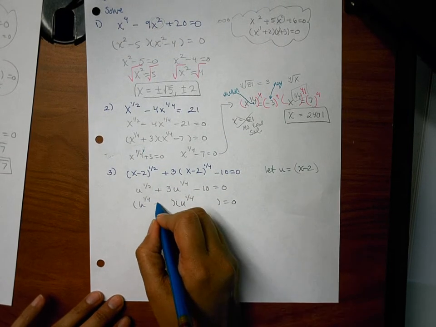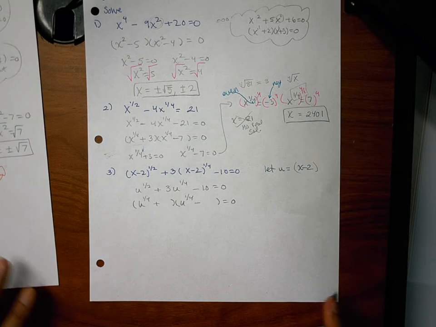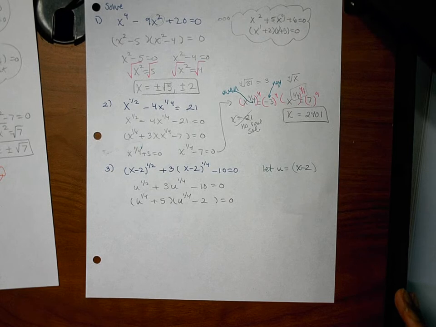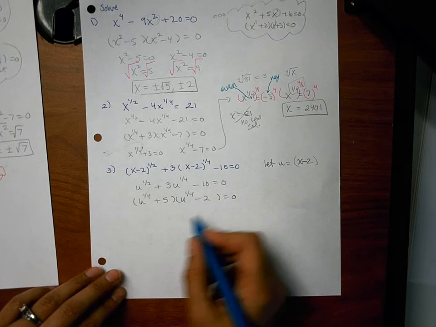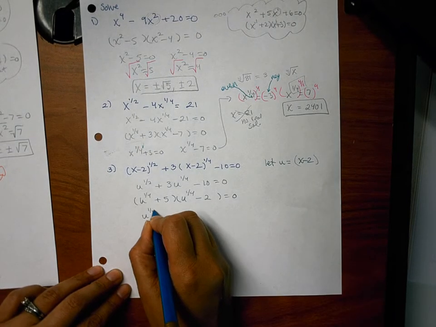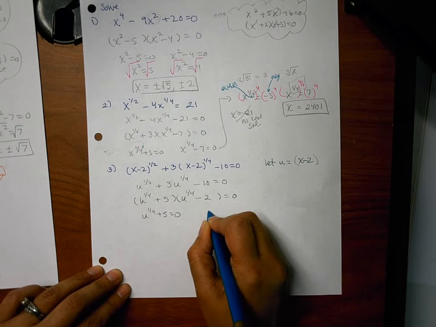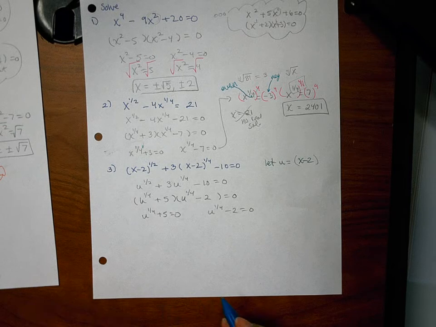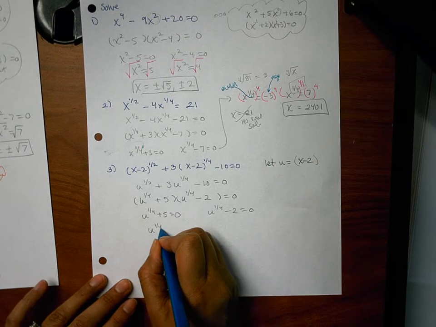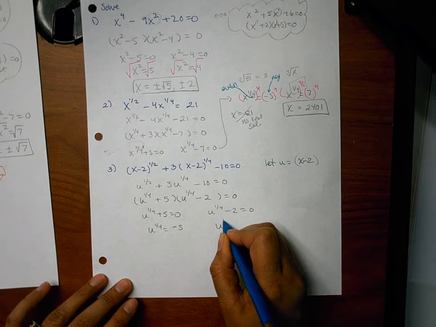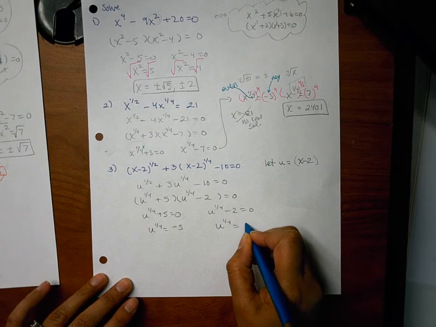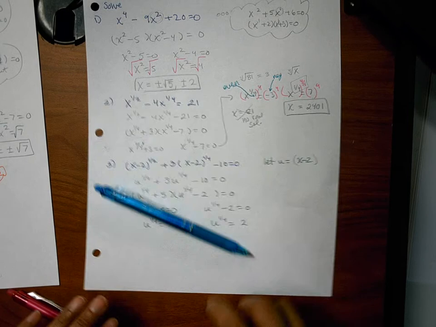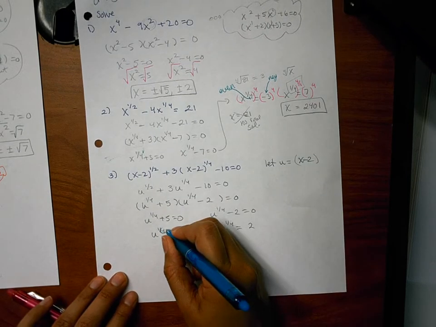U and u, either take half of that number or just take the middle. Half of a half is a fourth, which is the middle exponent. I know it's going to be plus and minus, and we're going to put +5 and -2. And then I'm going to solve each one and plug the u back in at the end. U to the 1/4 plus 5 equals 0. U to the 1/4 minus 2 equals 0. And solve each one. U to the 1/4 equals -5. U to the 1/4 equals +2.